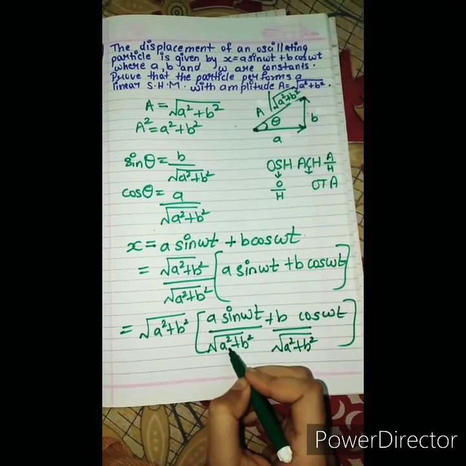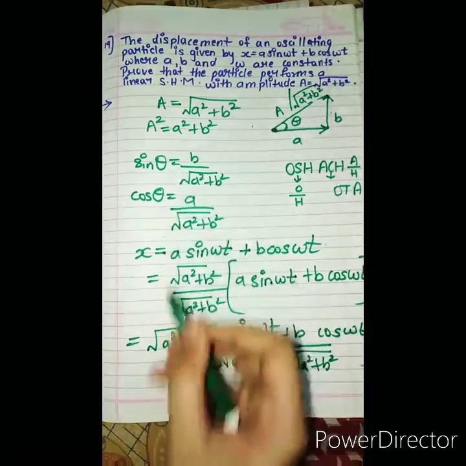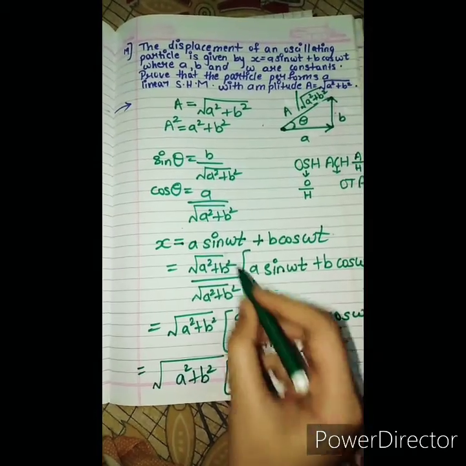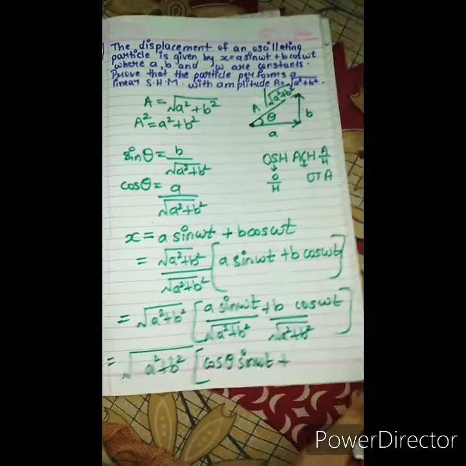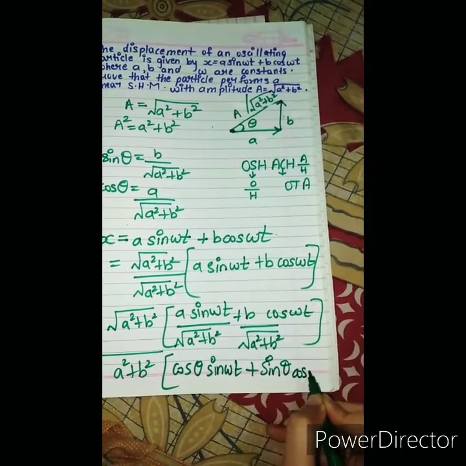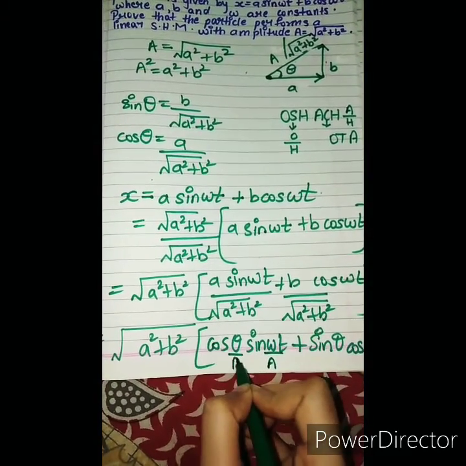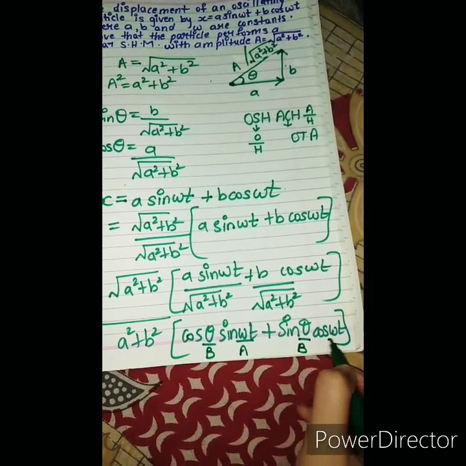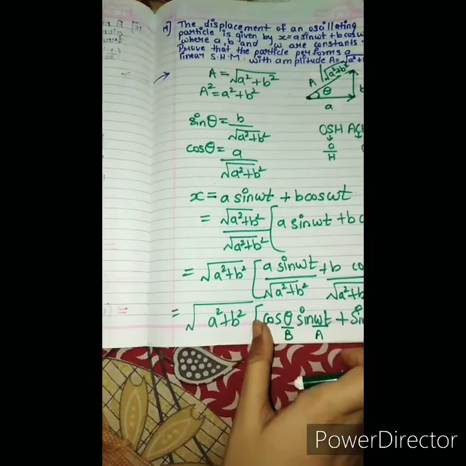Now what is this, a upon under root of a square plus b square? It is cos theta. And what is b upon under root of a square plus b square? That is sine theta. So let's write under root a square plus b square, and a upon under root is cos theta, so it will be cos theta sine omega t plus b upon under root, that is sine theta, so sine theta cos omega t. See, if omega t is a and theta is b, it is something like sine a cos b plus cos a sine b, that is sine a plus b, right?